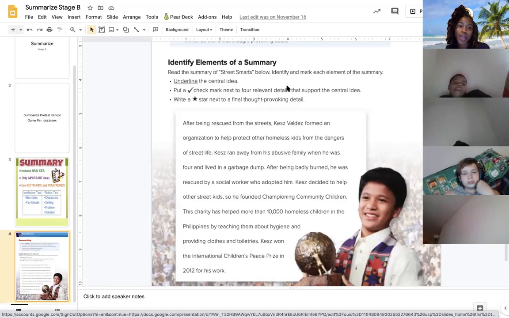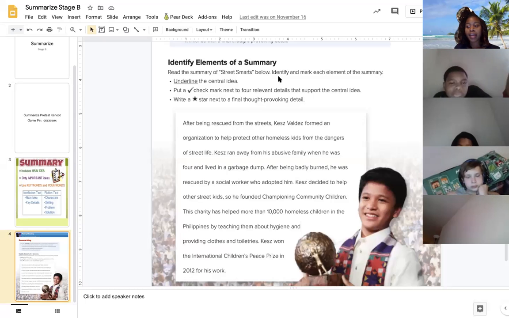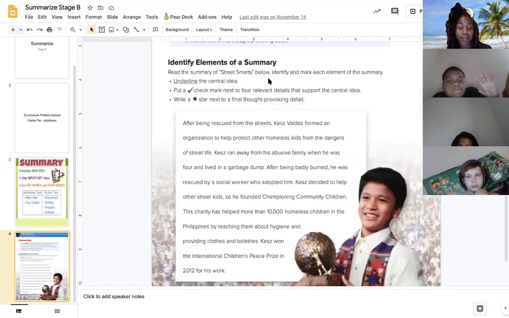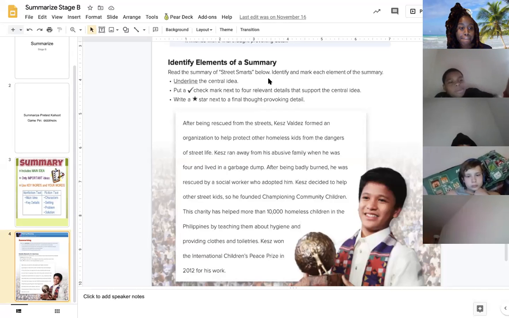So the first thing we need to do is to underline the central idea. Now, where should we look for the central idea? What area in the summary do we need to look for the central idea? Our mini lesson already told us at the beginning. Let's see what you guys remember. Quinn, just tell me where, at the beginning, the middle, or the end. Where is the central idea? Where is the most important part of this sentence? The middle? Not the middle.